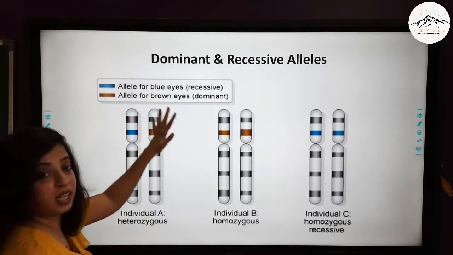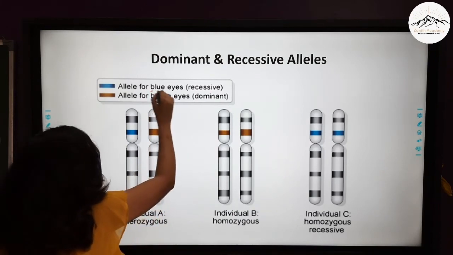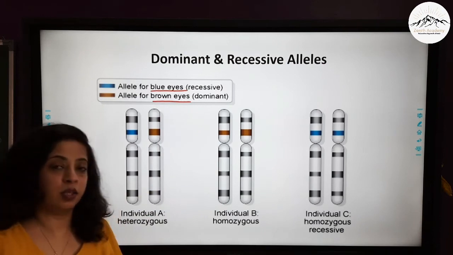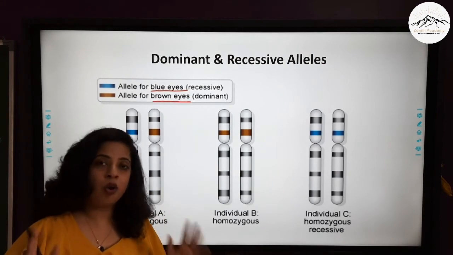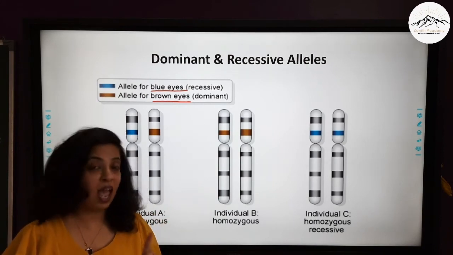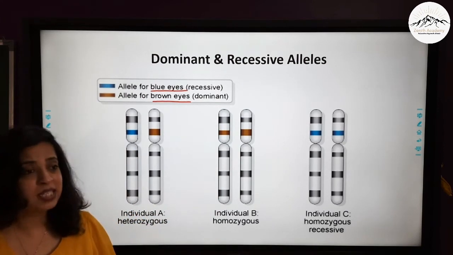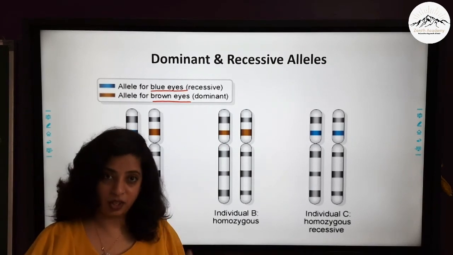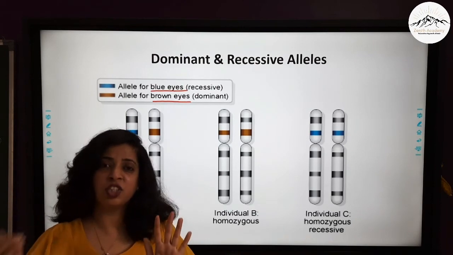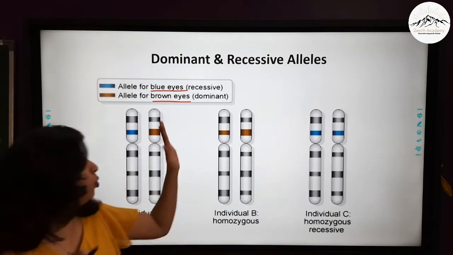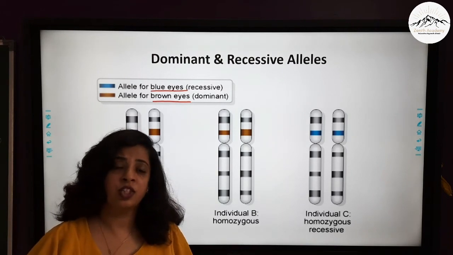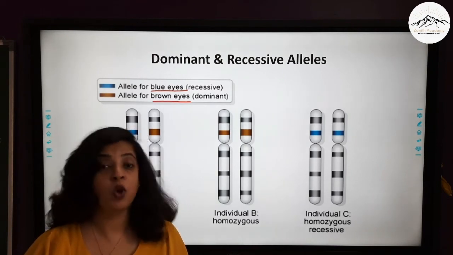So here we have taken an example of blue eyes and brown eyes. In this character, eye color, in all characters, one is dominant and one is recessive. Dominant means it shows in the presence of the other. For example, here it is brown eyes. So even if the allele of blue eye is present, the gene that will be expressed will be the dominant one.